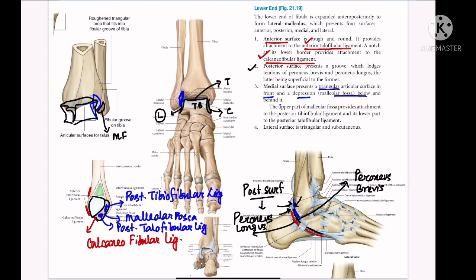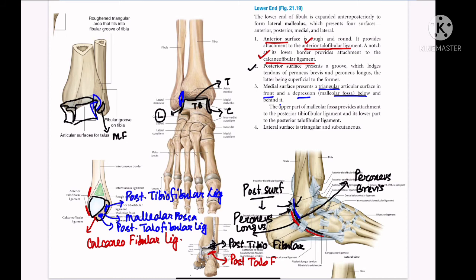Now if you look at the posterior tibiofibular and talofibular, I will show you. This is the posterior tibiofibular ligament seen from behind, and this one is the posterior talofibular ligament in red. Posterior talofibular, and this one is the posterior tibiofibular. Okay.